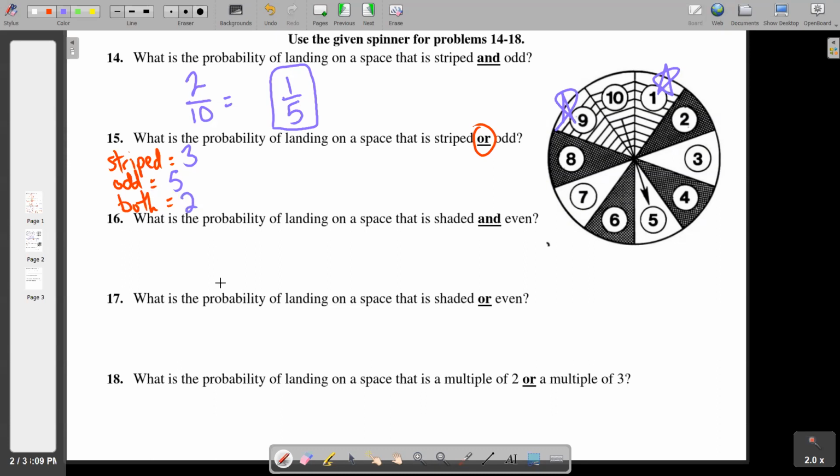Now the math problem to me is clear. I do 3 striped plus 5 odds minus the 2 that were in both. 3 plus 5 is 8, minus 2 is 6 out of 10. Reduce it to 3/5. Once you get it, it's not hard. I'm really glad to hear that. That's fantastic news. And anytime throughout the rest of this unit, when we see the word or, that's generally going to be the practice: we add and then subtract the crossover. Yep.